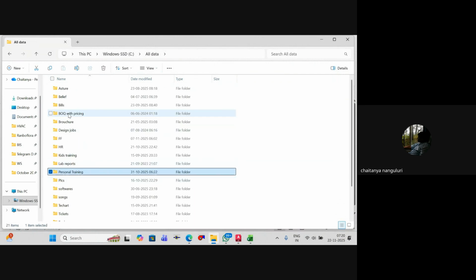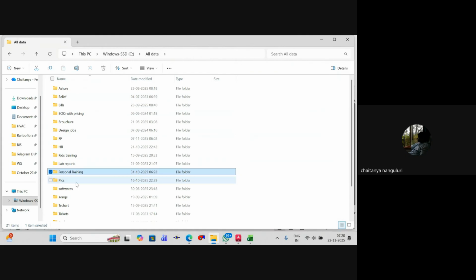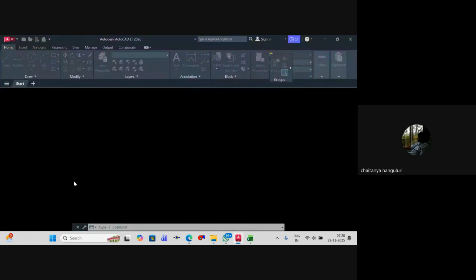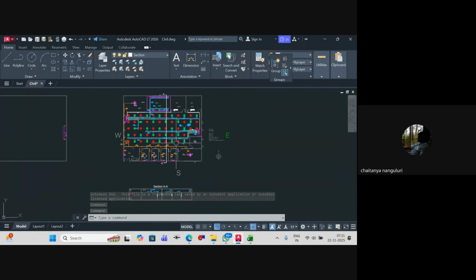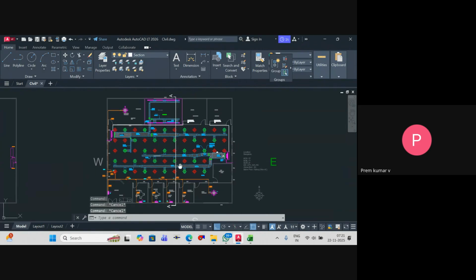Not design jobs, personal training, Alva. Yes, because I've made an HVAC layout for them. That's a simple office that I've created where we worked on a heat load and an HVAC design. So shall we take this as an office condition for which we'll work on the placing of your detectors? Sorry, not sprinklers, detectors. Is it fine? Yes, sir.